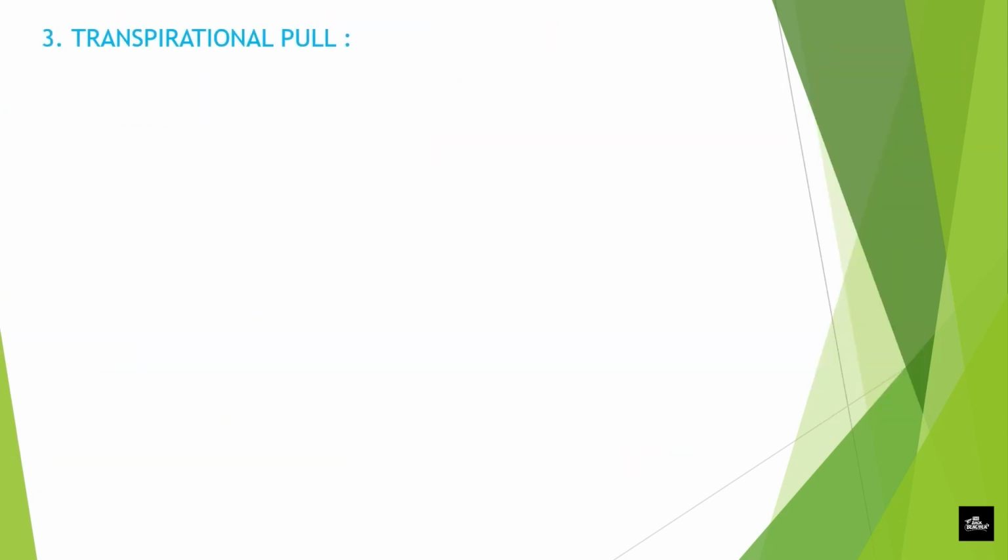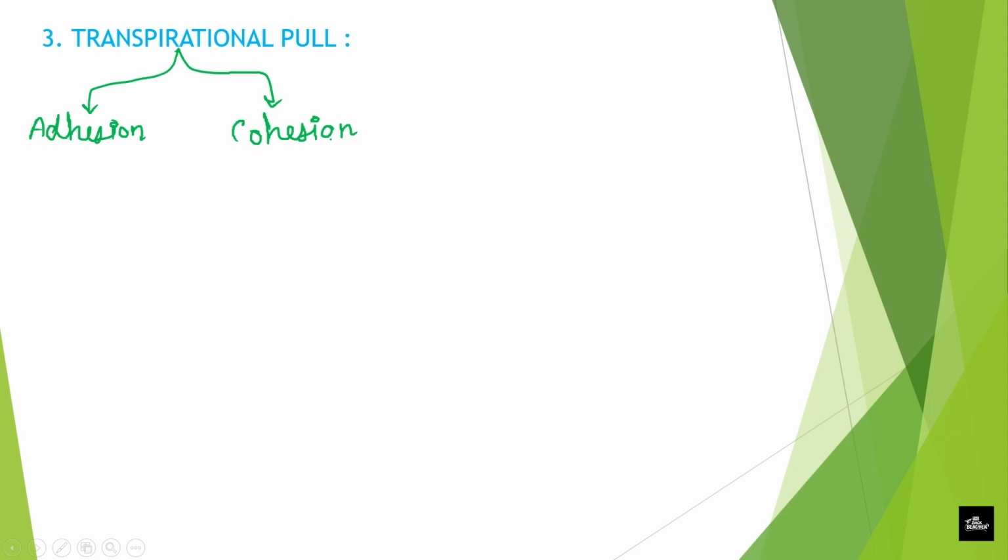Let us move on to transpirational pull, the third force which contributes to the ascent of sap. Now, transpirational pull involves two types of forces to take place. One such force is force of adhesion, and another force is force of cohesion. So I'll just write it like this. It involves adhesion force and cohesion force.